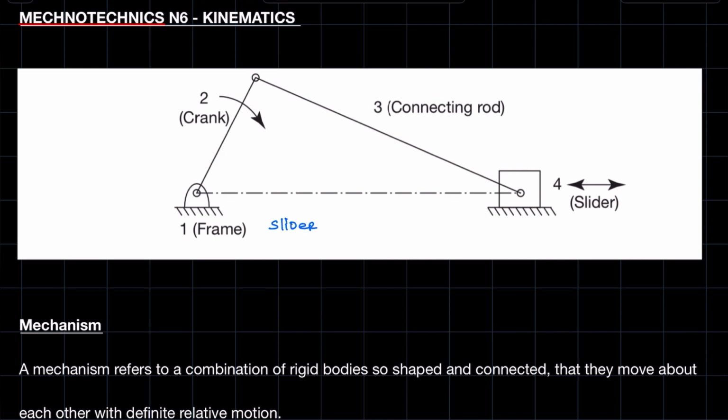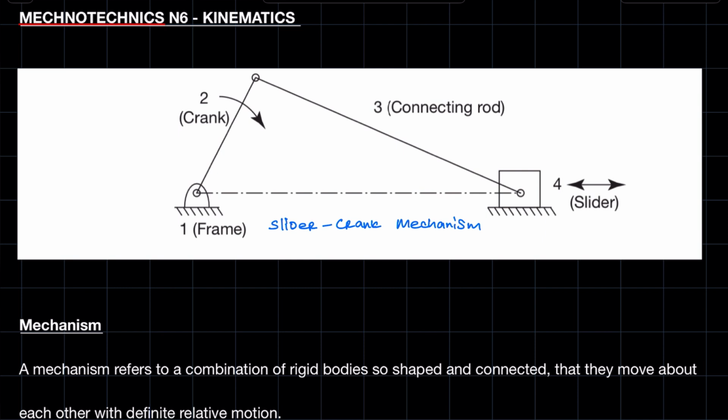So this is a slider crank mechanism, right? Now, this mechanism in particular has the following components: you have the crank, you have the connecting rod, and then you have the slider, right? Now, what I said was a mechanism is comprised of kinematic links, right? Some of the links will be fixed, and some will be in motion, right?